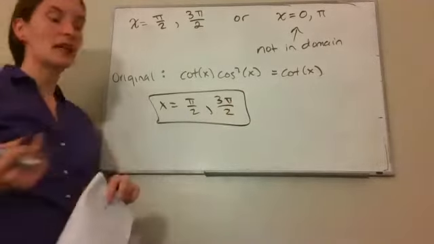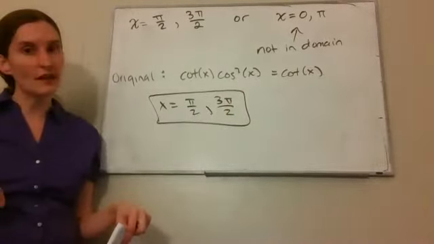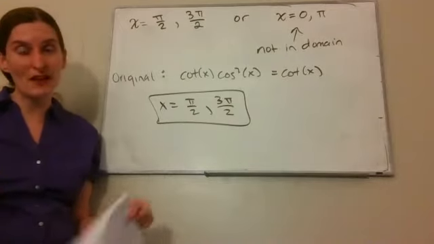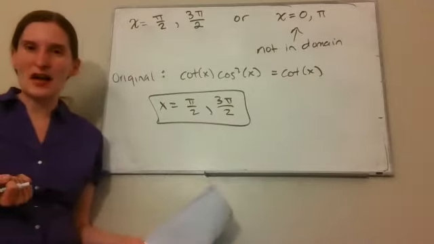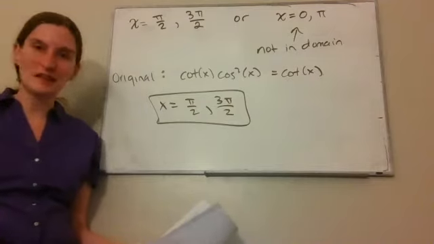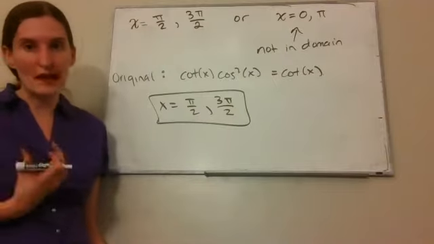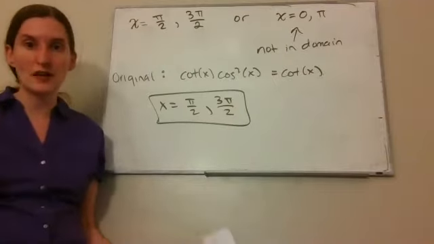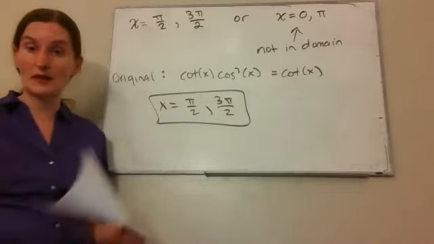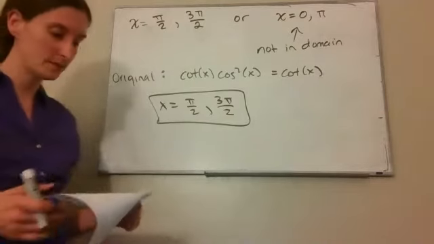So we do have to be careful. It's much easier just working with sines and cosines because they're defined everywhere. But as soon as we start dividing, so on your secants, cosecants, tangents, and cotangents, you need to make sure your solutions actually work in the original and that you're not dividing by 0 when you plug those answers into the original equation.